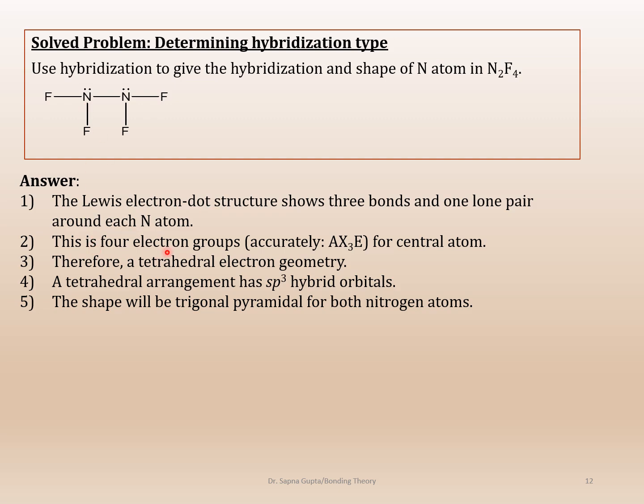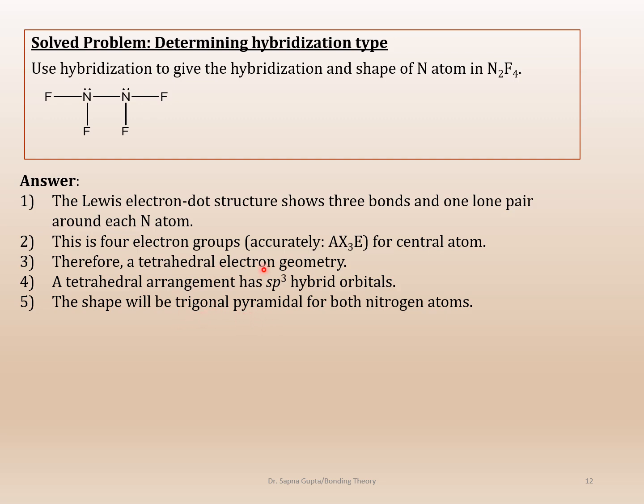That means it's a 4 group system. AX3E: 3 bonds and 1 lone pair of electrons. So once you have a tetrahedral electron geometry, that's it. It's sp3. You don't have to worry about anything else. The shape is going to be different because it's AX3E. Because of that, it's going to be trigonal pyramidal and not tetrahedral.